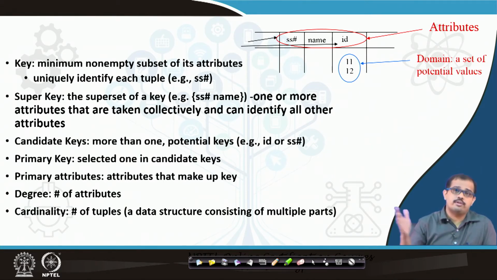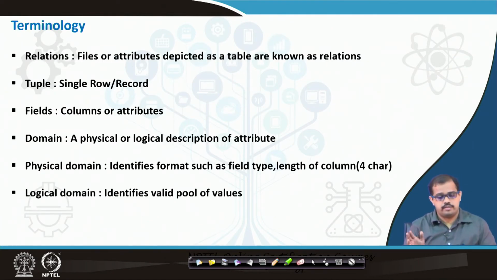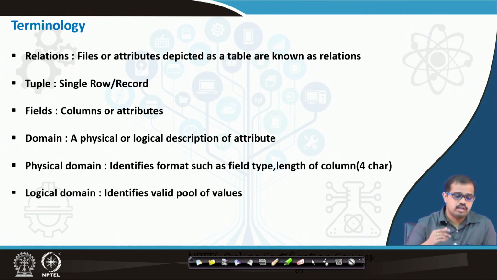Degree is the number of attributes that it has, and if there are many tuples, then it becomes a cardinality, or how many tuples are there in a particular system, then it becomes the cardinality of that particular system. Okay, and some of the terminologies that I defined before, let me define in a true sense in terms of what it means.